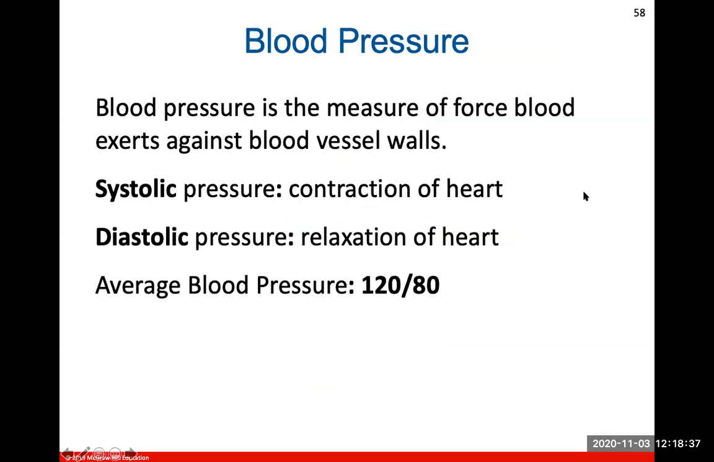Blood pressure is the measure of the force that blood exerts against the blood vessel walls. Systolic pressure refers to the contraction of the heart, and diastolic pressure refers to relaxation of the heart. Normal blood pressure, you want to be at 120/80 or below that, not above it.